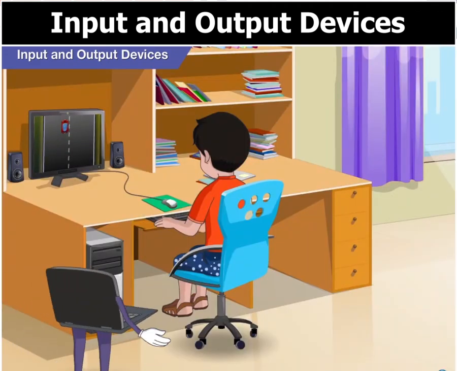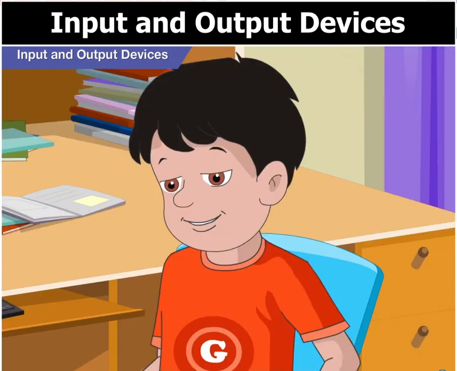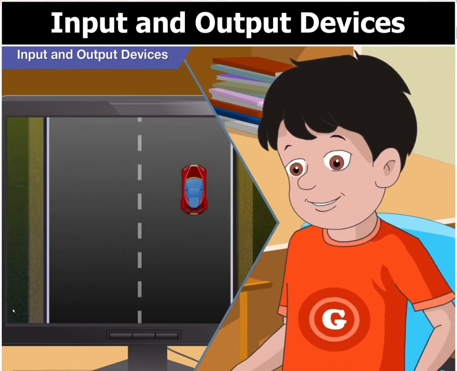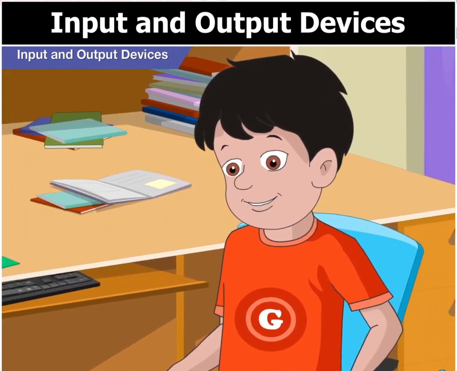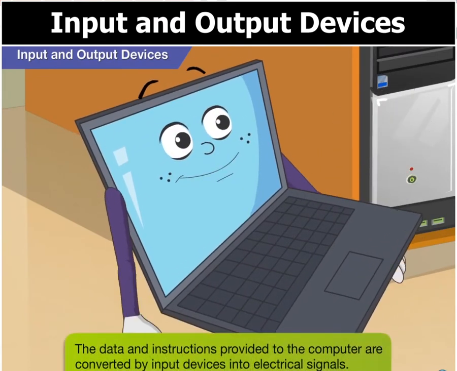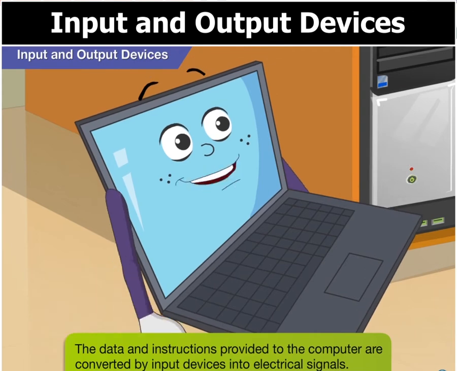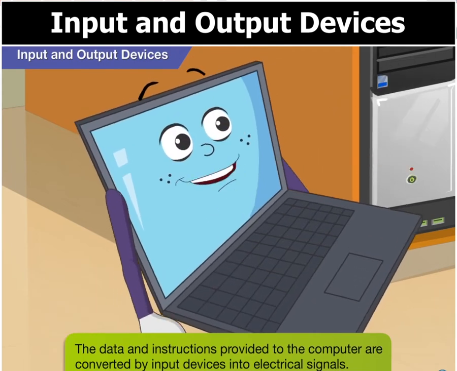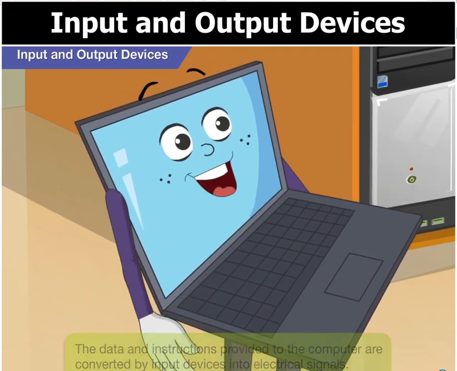Hey Goggle, what are you trying to do? Oh, hi Toggle. I was wondering how the computer can understand what I want it to do even though it is just a machine. That shouldn't be hard to understand, Goggle. The data and instructions that you provide are converted by input devices into electrical signals. The computer recognizes these electrical signals.